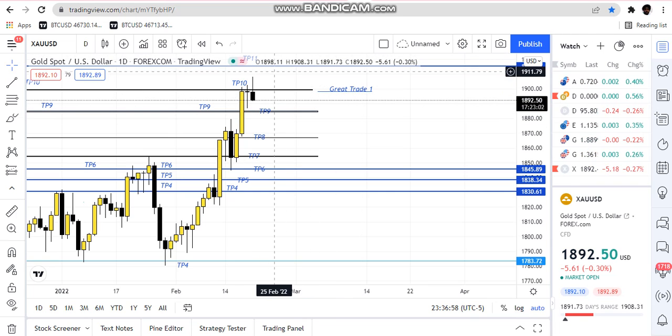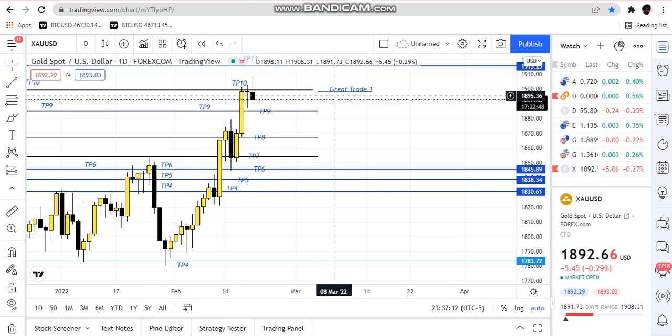Price went all the way to take profit 10. This is the higher point again, February 22, 2022 at 1908. And now price is at 1892. Gang, we got in for a great trade one. We sell when it's high. We get in at the highest point, and now we ride this all the way back down to take profit 9, take profit 8, take profit 7, and we're in a downtrend, gang.